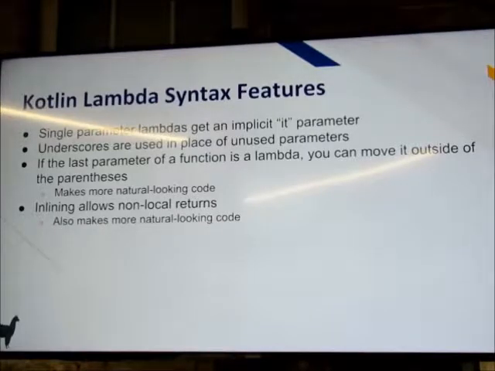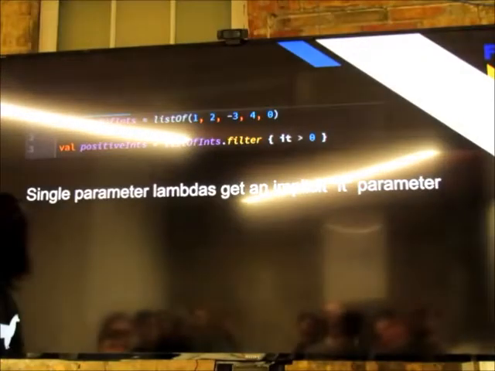If the last parameter of the function is a lambda, you can actually move the lambda outside of the parentheses. I'll show that in a sec, and it creates really nice looking code. And the inlining for non-local returns, that's what I was just talking about a second ago. I have an example in a minute.